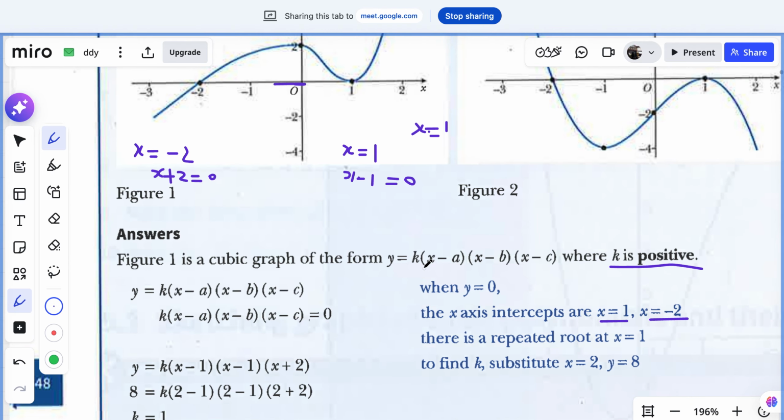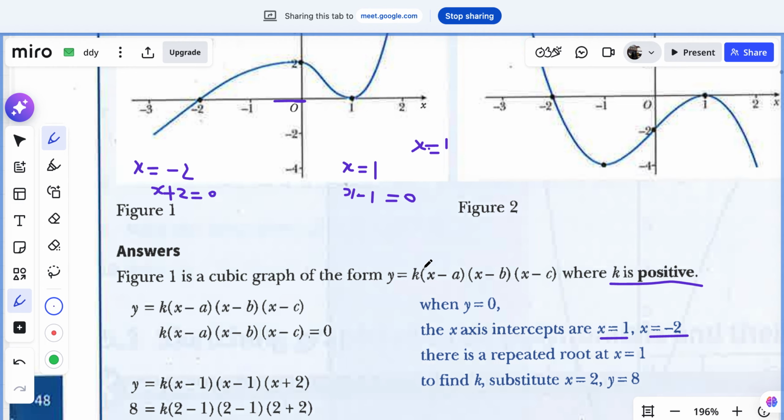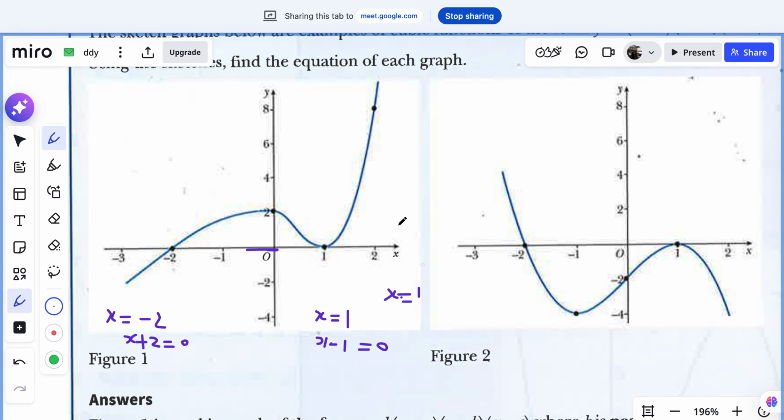So in order for us to find k, we have to substitute a value. We can choose anywhere in the graph. If you look at these two, this one is extended to where? It's extended to a singular point, this point, and the y value of that point is 8. So now we're going to substitute 2 for x and 8 for y, like a coordinate point.